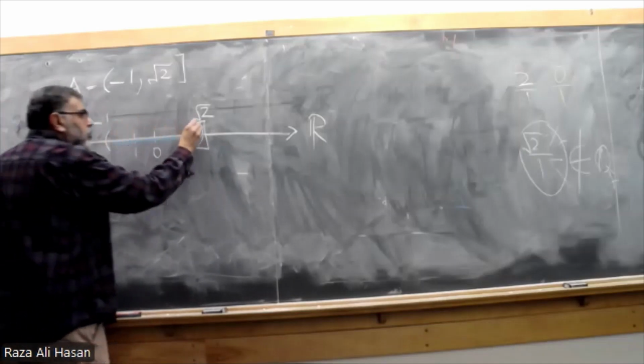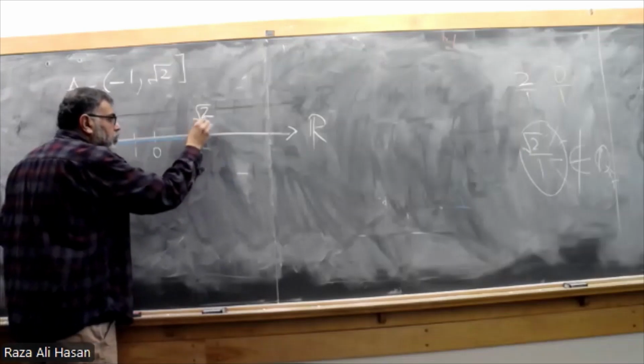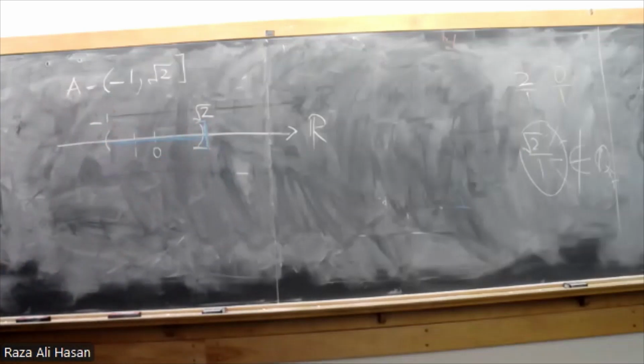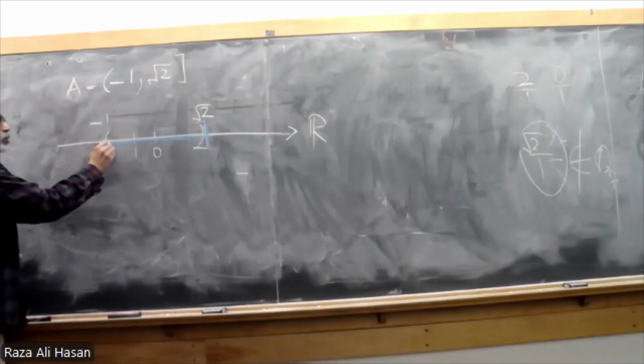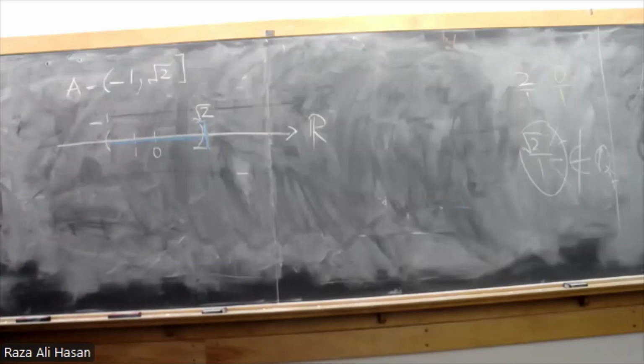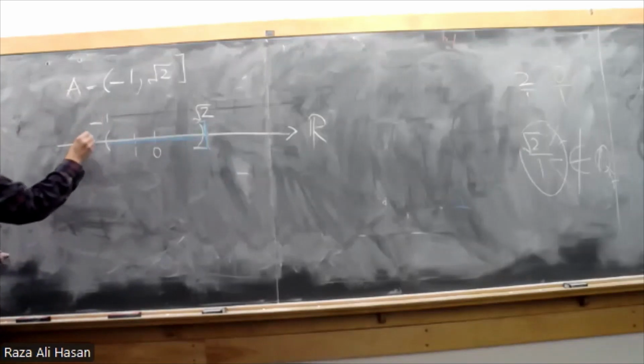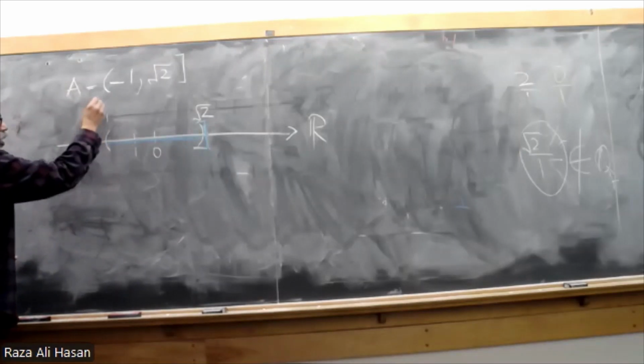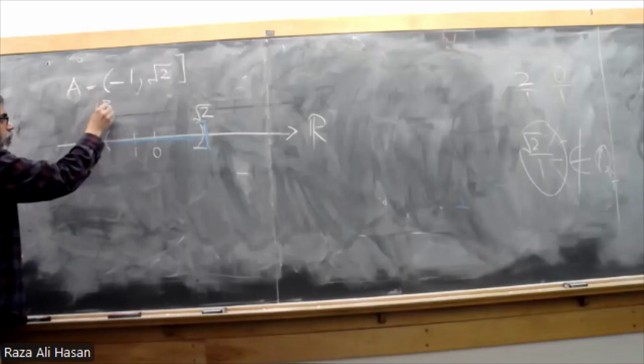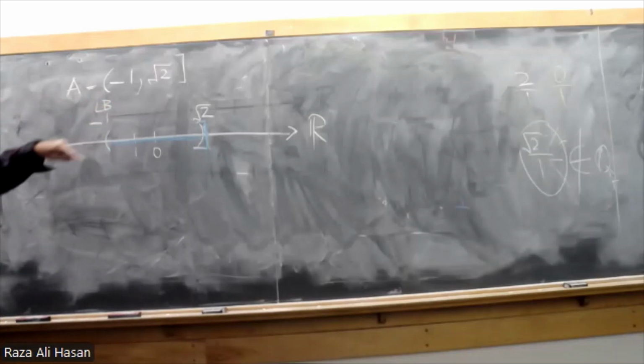So, okay, is -1 in this set? It is not. Is it the lower bound of this set? Yes. Okay, so this -1 is the LB, but it is not in the set.